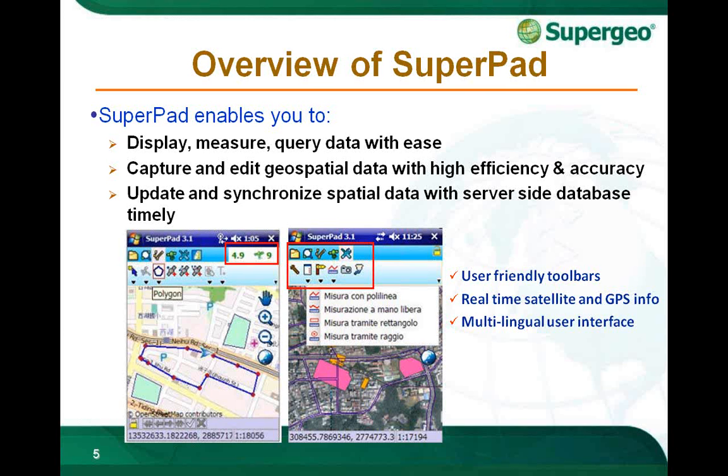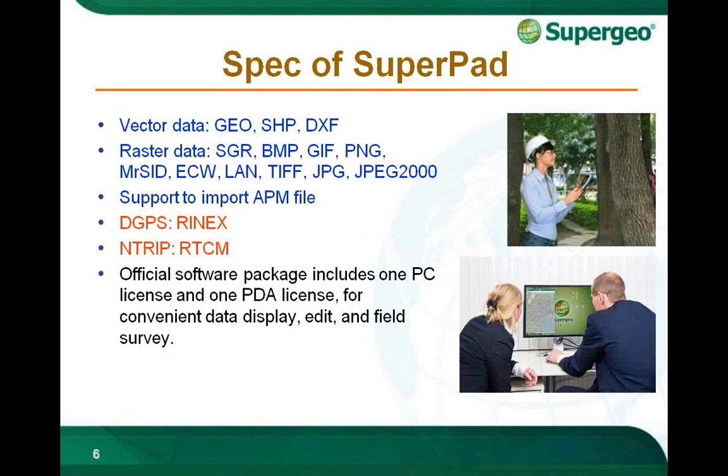So no matter whether you are from, say, Europe or different countries in, say, the Americas, you can also utilize SuperPad with your familiar languages. The formats that SuperPad supports for vector data are shapefile and GEO. GEO is our self-defined format. And different kinds of raster formats like BMP, JPEG, ECW, and MrSID are supported. And if you are a current ArcPad user, you may also import your ArcPad project file, APM, to SuperPad for following display and editing work.